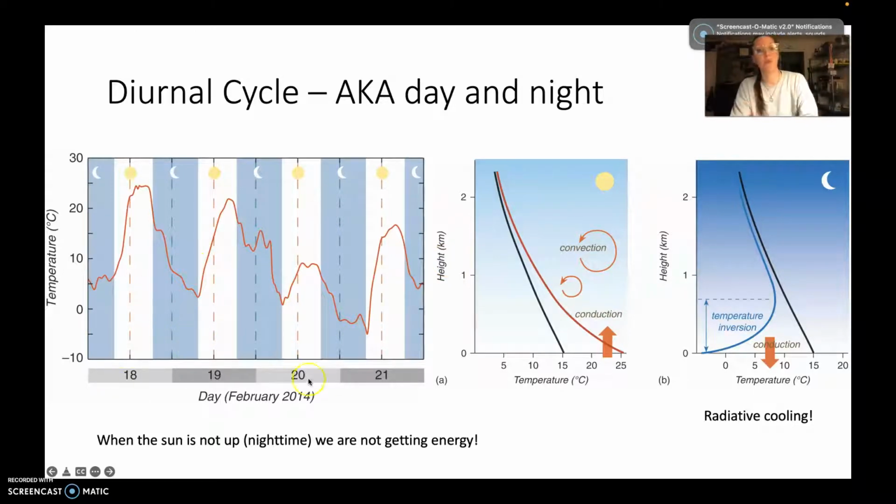So this is showing 4 separate days in February of 2014 on our x-axis, and temperature is on our y-axis here, and height is on the other side. Oh wait, sorry, no, just kidding. That's a separate one. Sorry. So temperature on our y-axis.